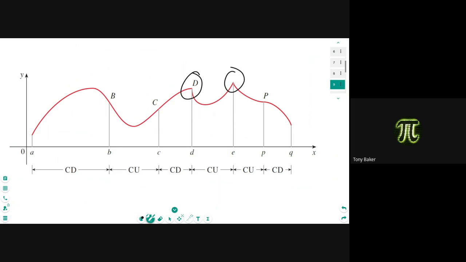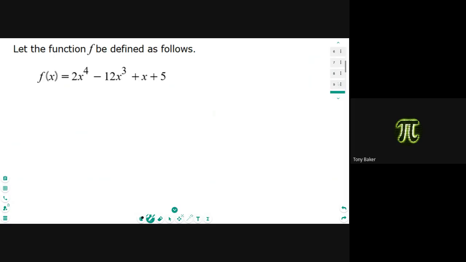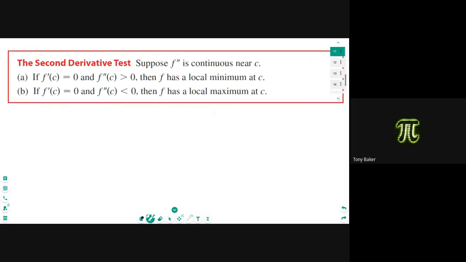So the second derivative is going to help us figure out the mins and maxes, but it doesn't guarantee that we're going to find all the mins and maxes in that direction. That's why you still have that first derivative test, which is the one we just did. So this is the second derivative test. I'm just going to move this up.